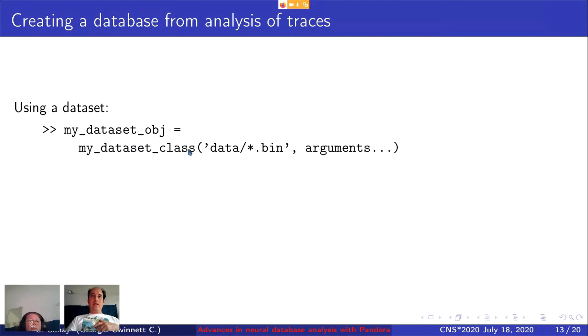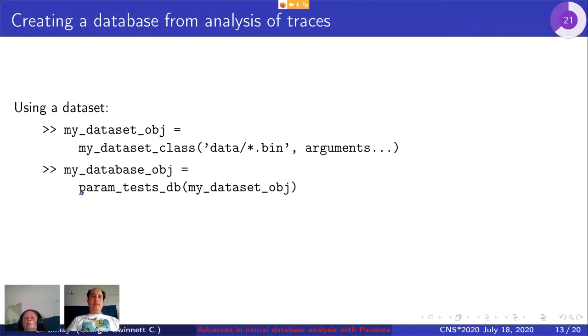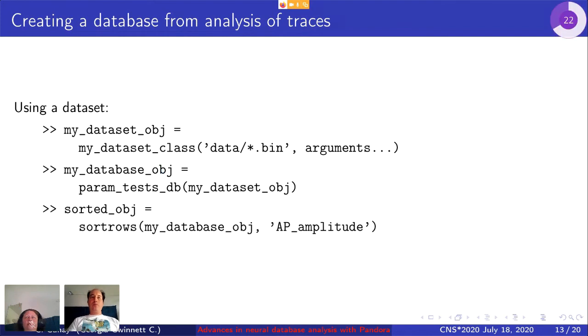We have different data set classes, and you can actually load a set of files, and this is the star.bin. It will capture a bunch of files, right? And you give it all these arguments, and this becomes your data set. So this will hold a link to all your files. And then this step, in one step, is going to process all of them. This step may take hours if you have thousands of files. But it's going to process all of them automatically and create this database object, which will be the same as the 2x2 object that you saw in the previous slide.